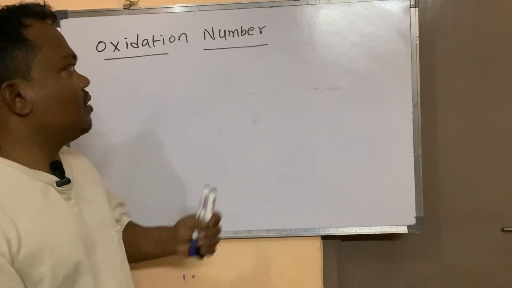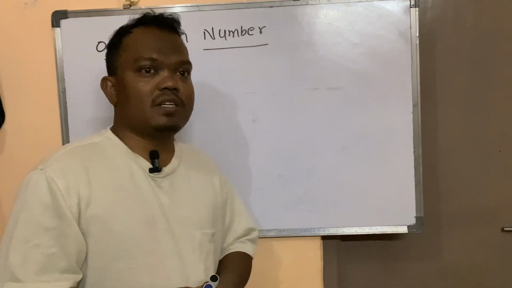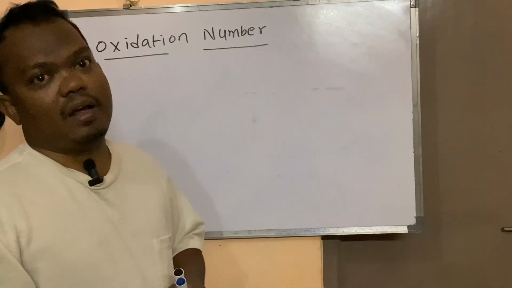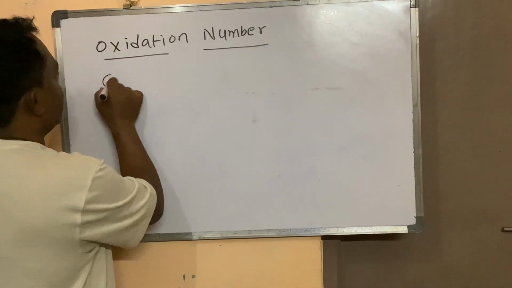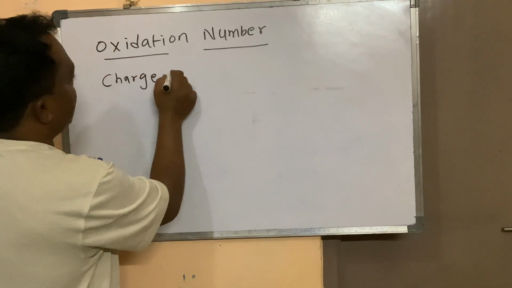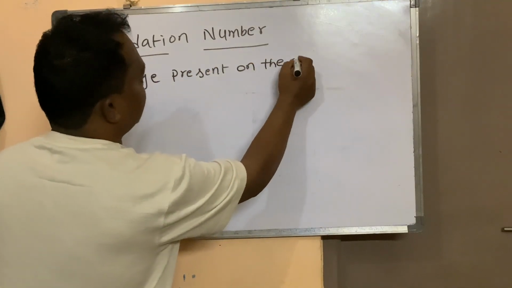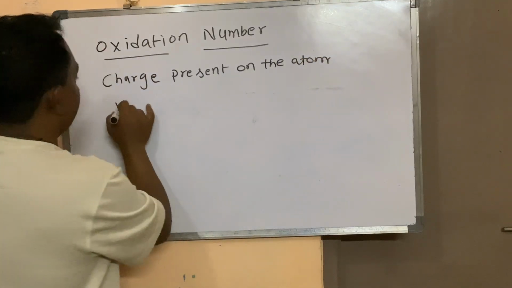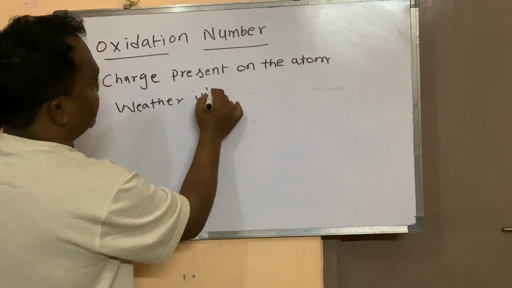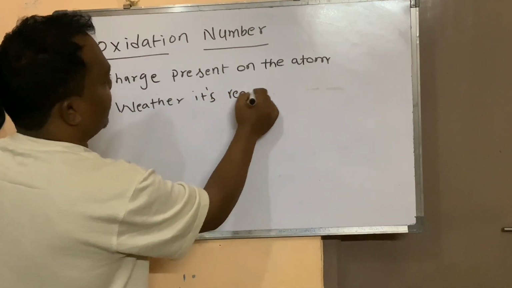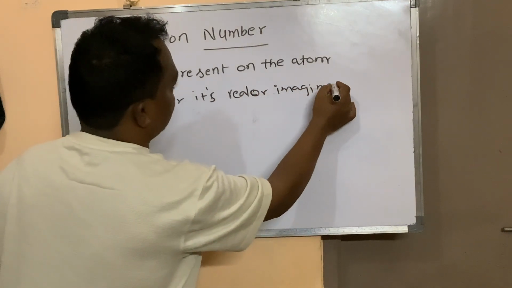Today we are going to discuss oxidation number. Do you know what I mean by oxidation number? Oxidation number is nothing but the charge present on the atom, whether it is real or imaginary.